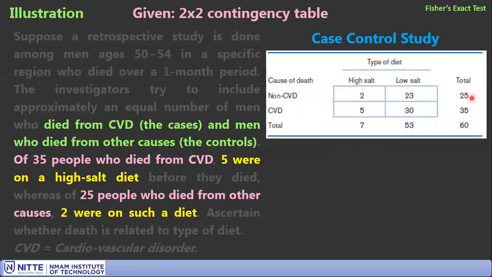Of the 25 non-CVD deaths, 25 people who died from other causes, 2 were from high salt, so it comes here, and the remaining 23 go to low salt. Then of the 35 people who died from CVD, 5 deaths are due to high salt, and 30, the remaining, 35 minus 5, are due to low salt. Then I can add up the two column sums and the total. That's how we can prepare the 2x2 contingency table from the descriptive numerical problem.